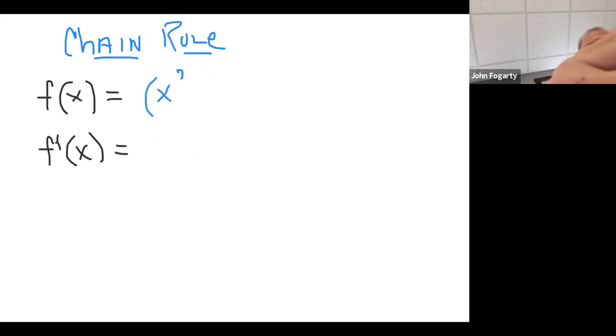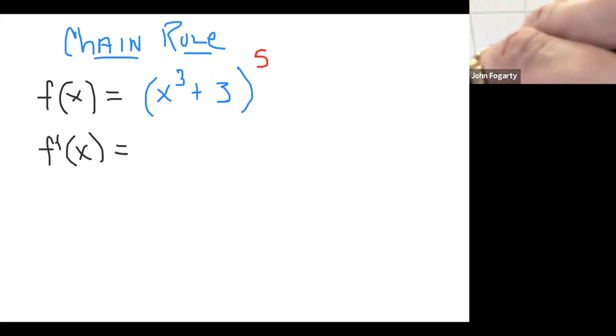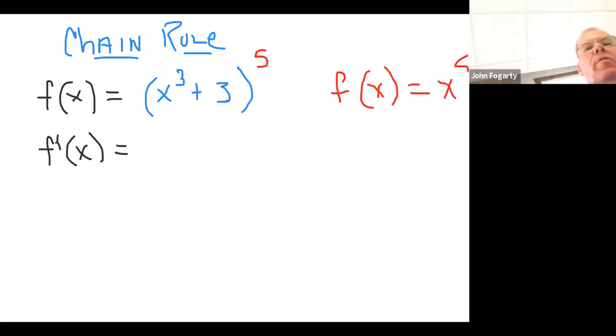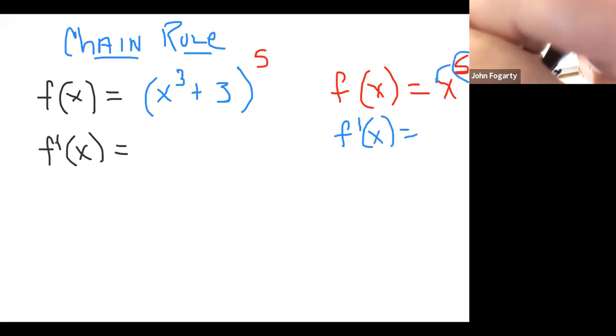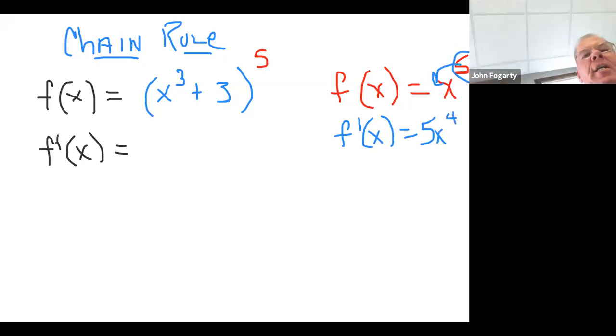x to the third plus 3, to the 5th. All righty. Now, don't freak out. If I give you x to the 5th, what would you do there? Drop down the 5 and minus 1. I would take the 5, move it out front, and then I would subtract 1 from 5 and get that.